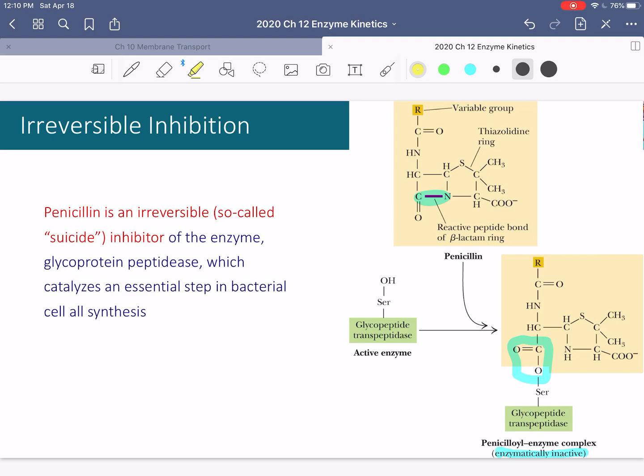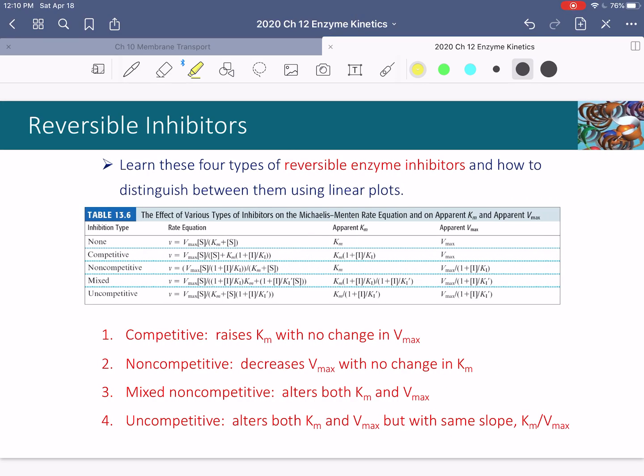There's our irreversible inhibitor, which we're not going to be able to dialyze away. Competitive inhibition raises Km with no change in Vmax. Non-competitive inhibition, pure non-competitive, I should say, decreases Vmax with no change in Km. Mixed non-competitive alters both, and so does uncompetitive, but Km over Vmax is the same, which means the lines have the same slope. Make sure you can distinguish between different types of inhibitors based on the Lineweaver-Burke plots.